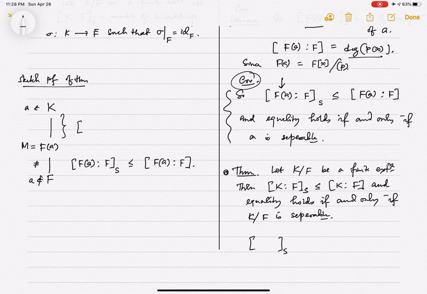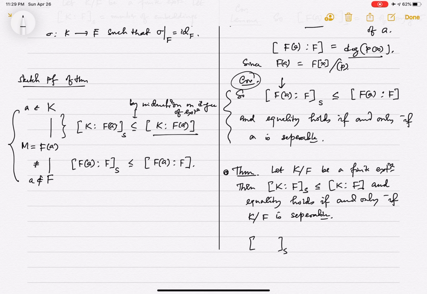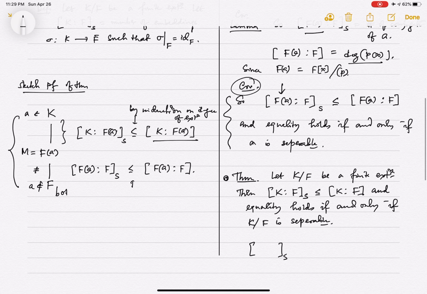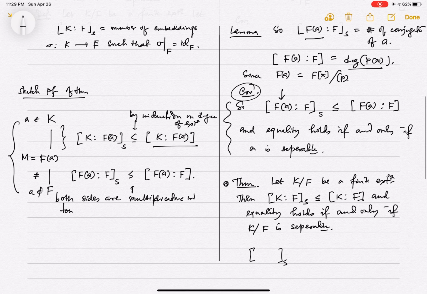And up here, I know that this holds by induction on the degree of the extension. So assume that the result holds for all extensions whose degrees are strictly less than the degree of K over F. Then by induction, you know that this holds, and then you know this holds, and then since the separable degree and the degree are both multiplicative in towers, both sides are multiplicative in towers. We know that the degree is multiplicative in towers. I just stated that the separable degree is multiplicative in towers. It's actually a reasonably easy exercise.